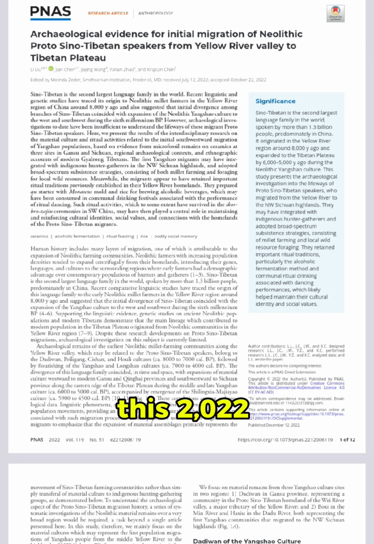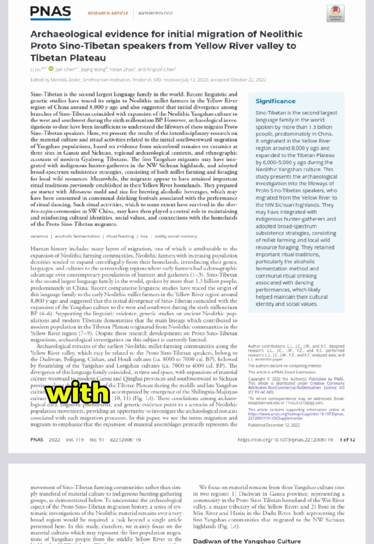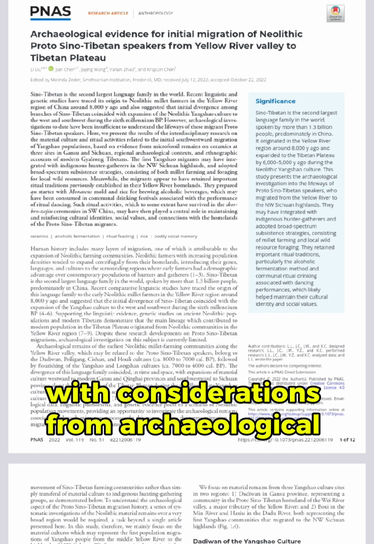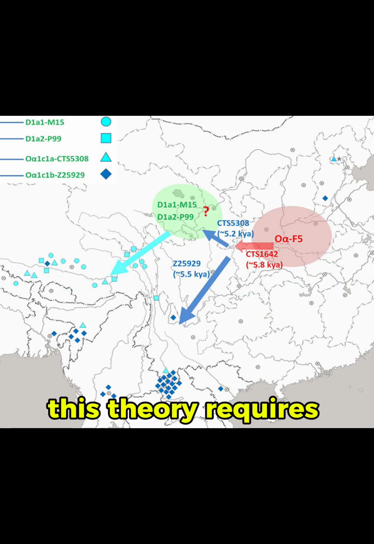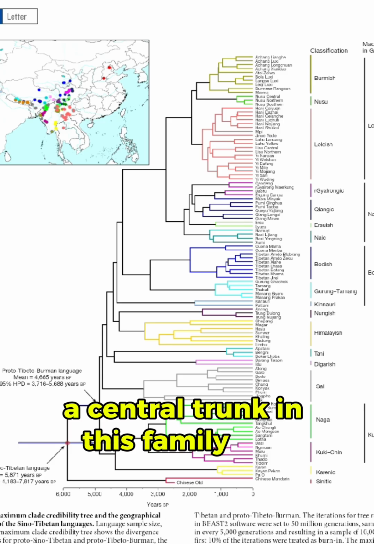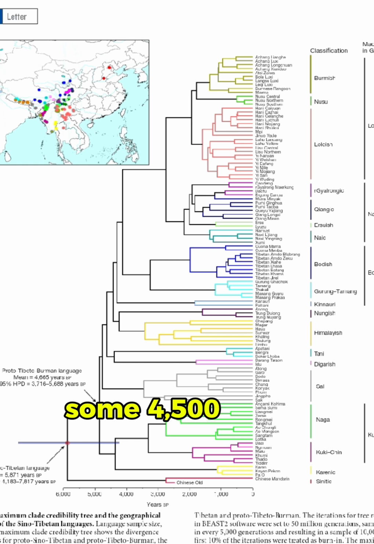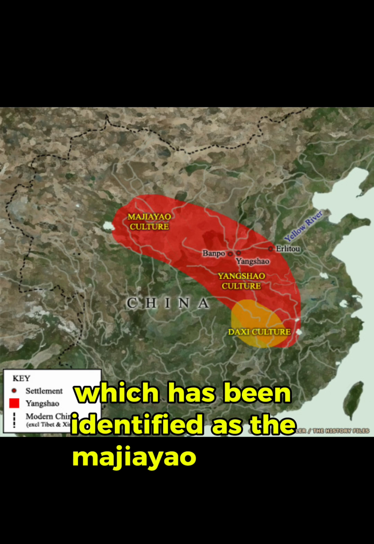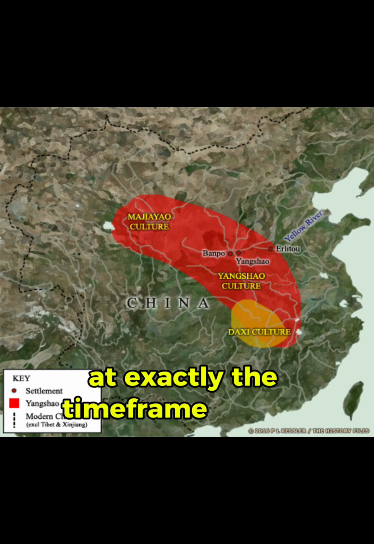Specifically, this 2022 publication is a massive cross-discipline research into this area, with considerations from archaeological, climatic, dietary, and genetic evidence. This theory requires the direct ancestors of the Chinese languages to form a central trunk in this family tree, splitting off with the Tibeto-Burman speakers some 4,500 years ago, which has been identified as the Majiayao culture, which split from the Yangshao culture at exactly the time frame due to climatic opportunity.